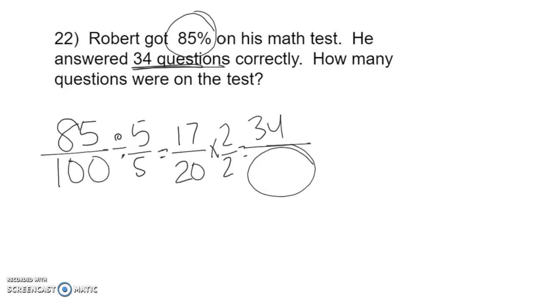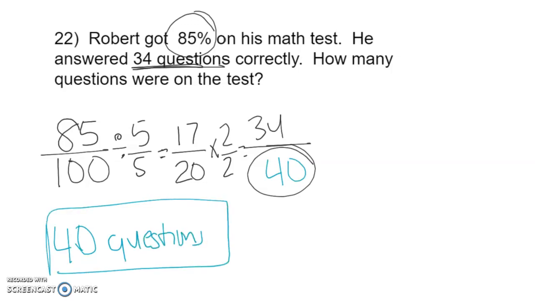17 times 2 is 34. 20 times 2 is going to be 40. And that's the number of questions on the test. There were 40 questions. And I can always check my answer by thinking, well, 34 divided by 40.